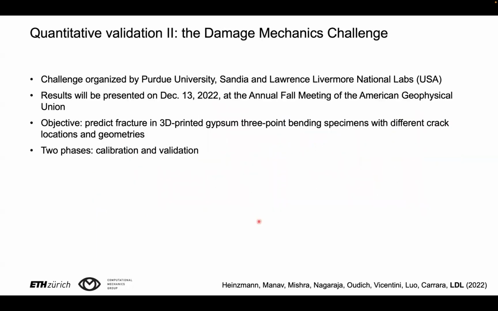Now there's a second validation exercise that I'd like to briefly talk to you about. This is not yet concluded, but is in progress. This is the so-called damage mechanics challenge. It's a challenge organized by Purdue University in collaboration with the Sandia and Lawrence Livermore National Labs in the US. It started some months ago, and with my group, we decided to take part. The bulk of the work, the heavy lifting, has been done by Jonas Heinzmann, who's actually a very young master student in the group. And he was supported by basically half of the group, those especially working on fracture.